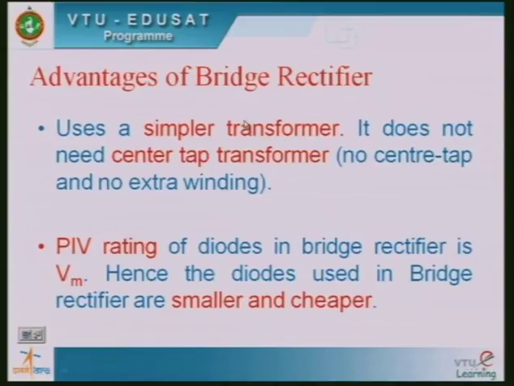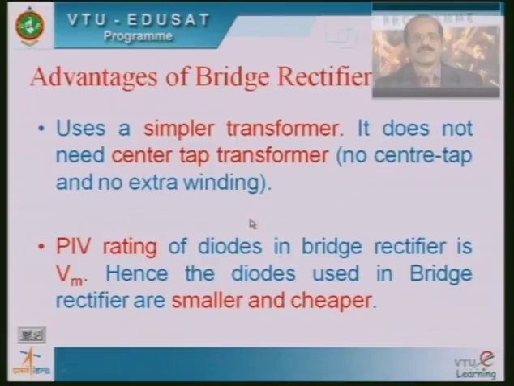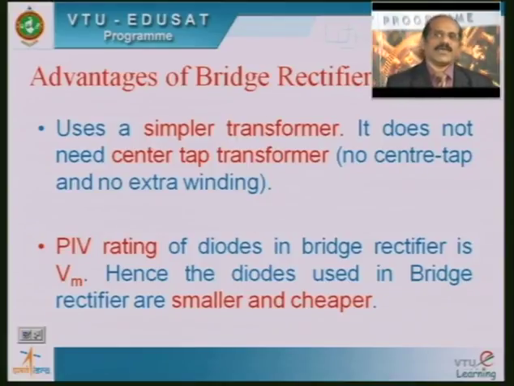Advantages of the bridge rectifier: it uses a simple transformer, unlike the center tap transformer, because it does not require a center tap. So there is no question of having an extra winding there. Also, the PIV rating of the diodes in a bridge rectifier is Vm. So that you need to note here. How it is Vm, we shall analyze right now.